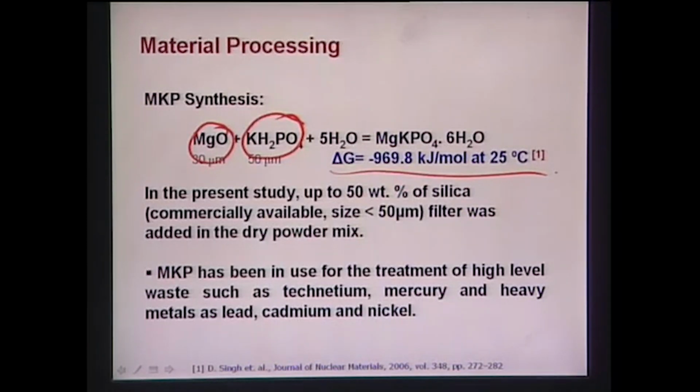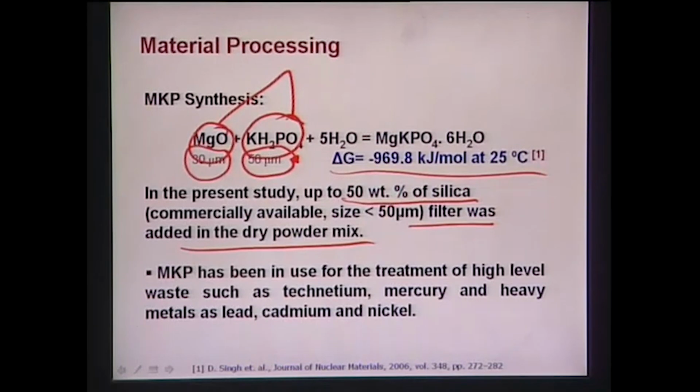Number 2 point is that you can start with fairly coarse magnesium oxide particles and mix them together, and in this particular study 50% silica filter has been added in the dry powder mixer. Now, why has silica been added to this powder mixer? The silica has been added to the magnesium oxide and KH2PO4 so that silica essentially acts as a chemical bonding agent.